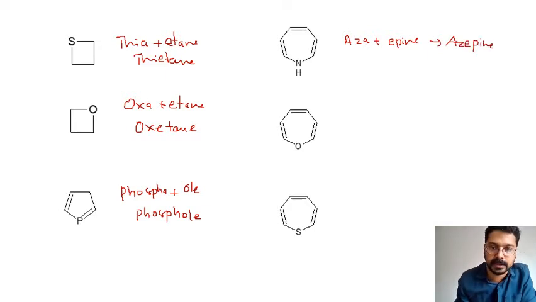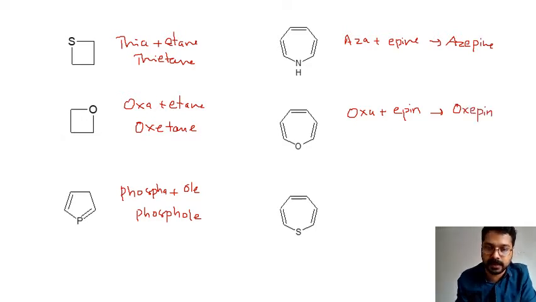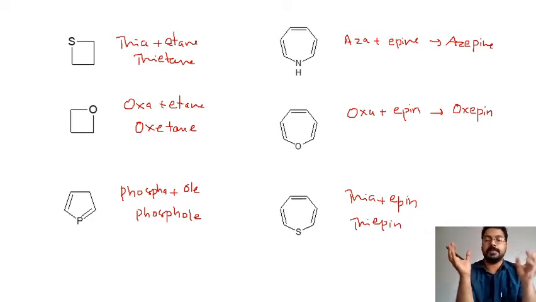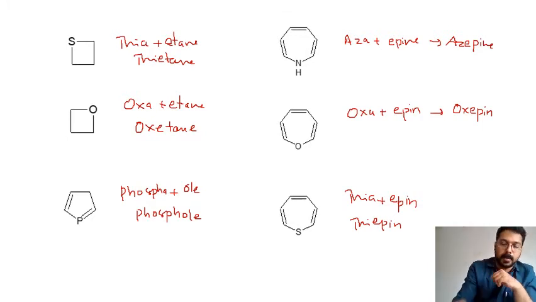Again take the 7 membered oxa plus epine, that is unsaturated without nitrogen, so it is oxepine. A is replaced by epine, oxepine. Again sulfur, that is thia plus unsaturated without nitrogen epine, so it is thiepine. Like this. So this is the way you can mix prefix as well as suffix to get the name of a single membered heterocyclic compound.